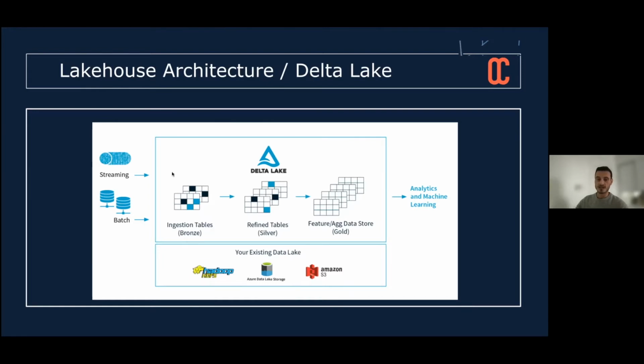So it's raw data without any filtering, without anything. But obviously, the Delta Lake can sit on top of our data lake. So let's say we already have a lot of data in S3 in our data lake.